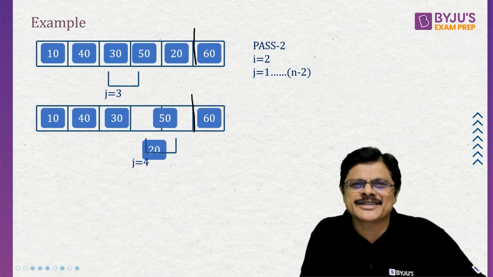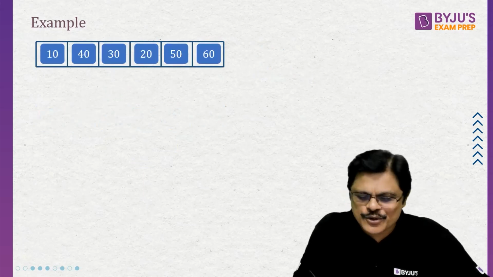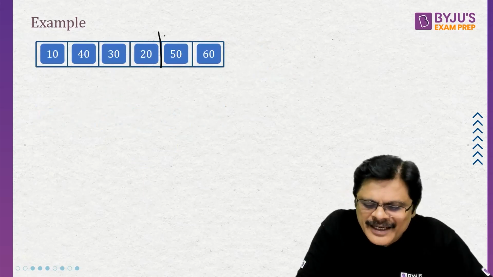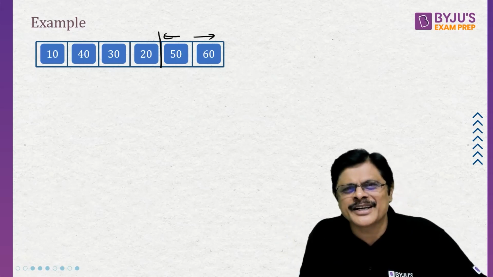Yes, swap the elements. Now you see 50 bubbled down and it takes its correct position. So the last 2 elements are swapped. So from here it is sorted. 50, 60 are sorted. First 4 elements need to be sorted.